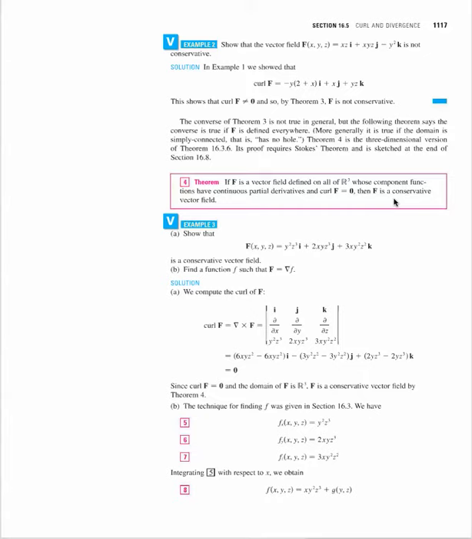So this is like a theorem that we had in section 16.3. We had if dP/dy minus dQ/dx is equal to 0, then f is conservative. That's for a two-dimensional vector field. This is the same thing, but in 3 dimensions. And in fact, I'll talk about this in class, but that previous theorem is a special case of this one. Example 3 again shows this in action.